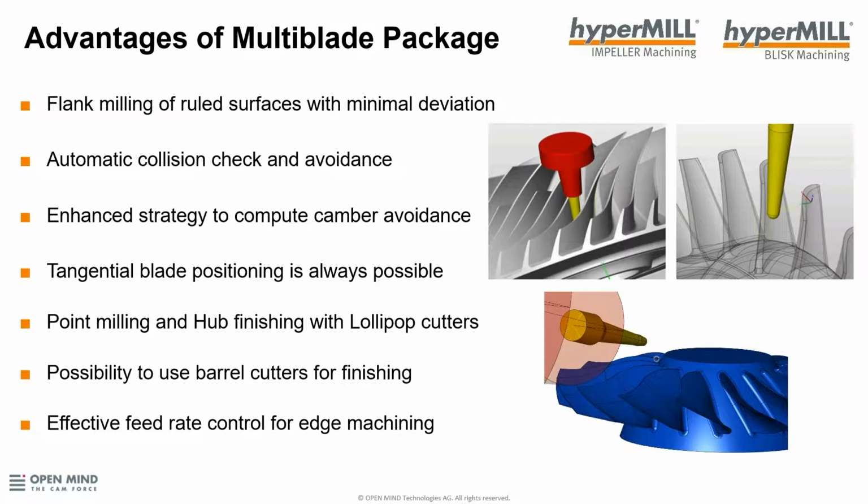Although aerodynamic performance has a major effect on the leading edge and the fillet radius, these are usually quite concerning for manufacturing if they are not designed well. But with hyperMILL, it is very easy to program these edges using our multi-blade package.